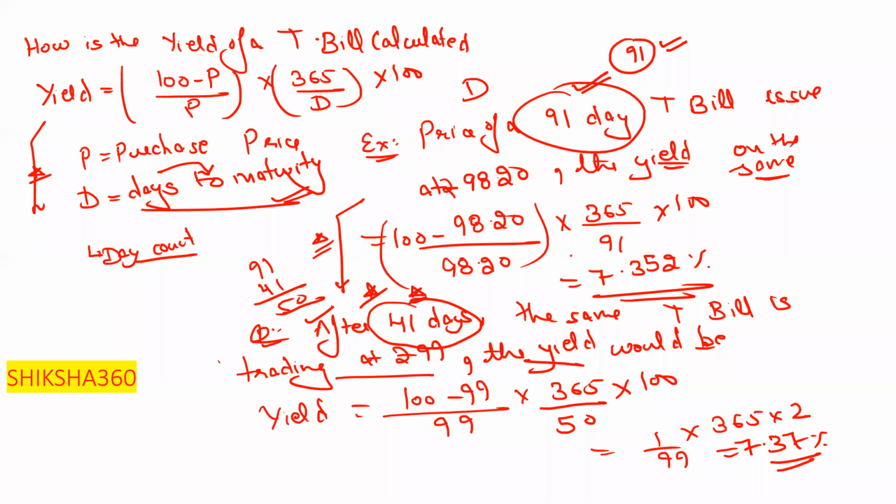So in that case, what would be the yield? Yield is equal to 100 minus 99 upon 99, that is, 100 minus P upon P into 365 upon D. D here is the days to maturity.